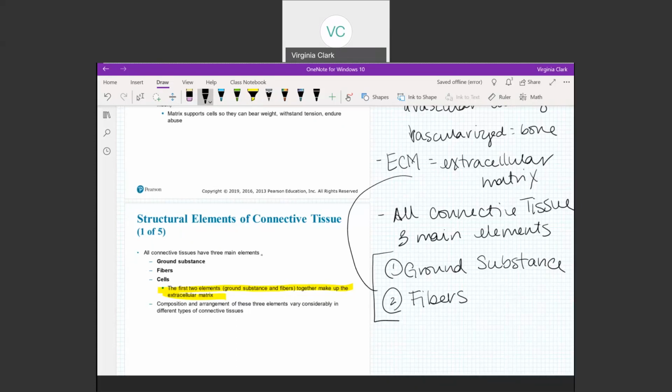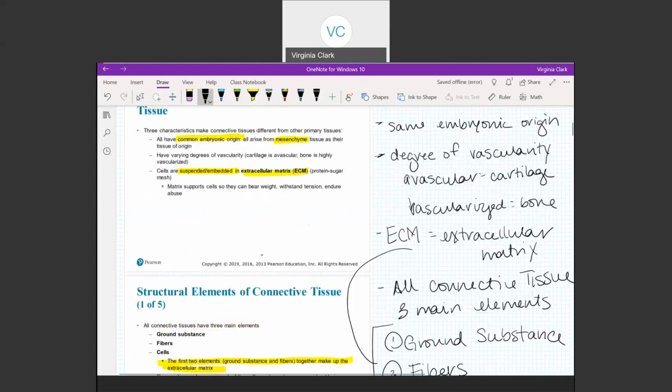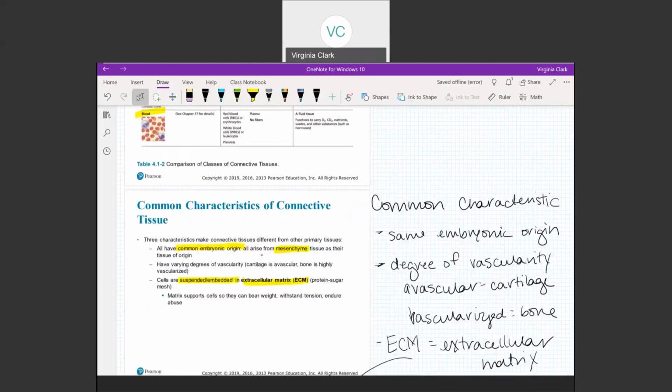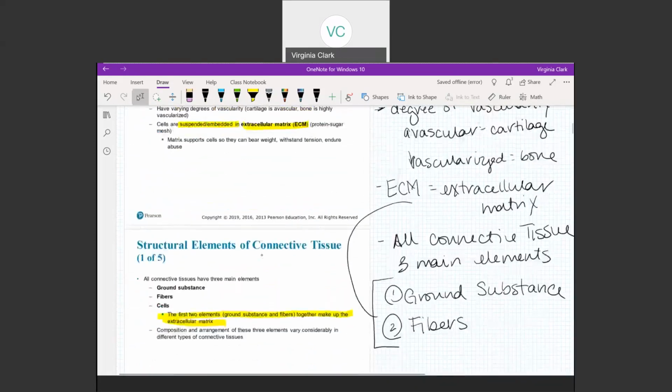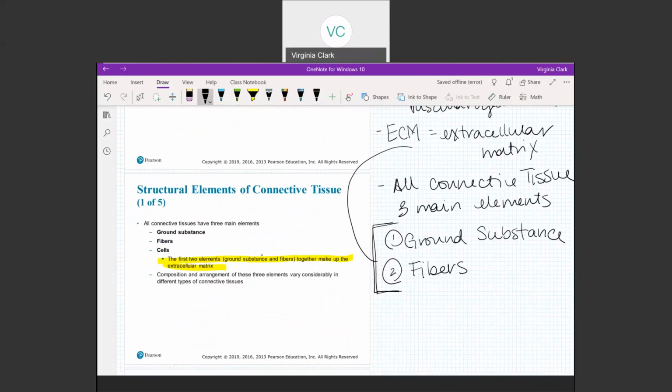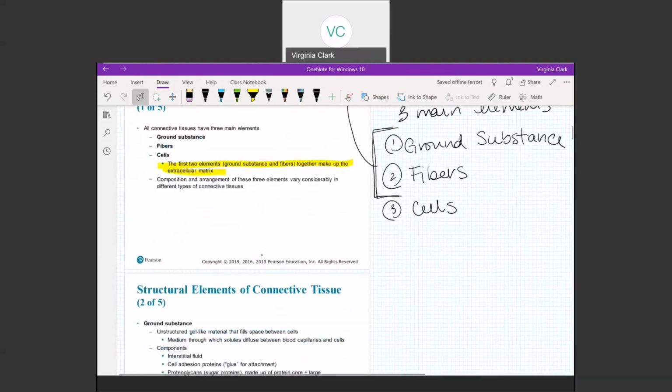So when we said that connective tissue had these characteristics of the embryonic origin, the degree of vascularity, and the extracellular matrix, it's because all connective tissue is going to be made up of some sort of ground substance, which we're going to define in a second, and fibers. But there's also another element, which is going to be a bunch of different kinds of cells. So we're going to talk about those as we move on. So it's the way these are all arranged which will give us the different types of connective tissue.